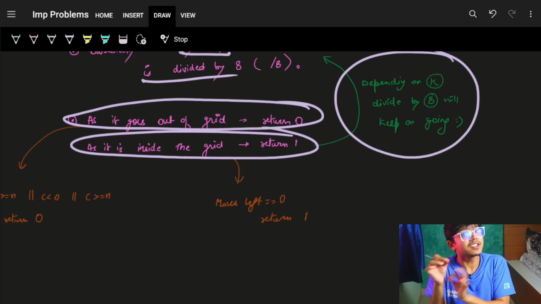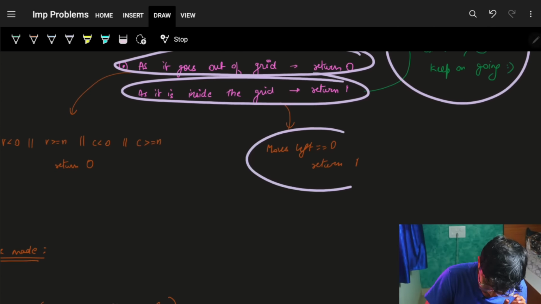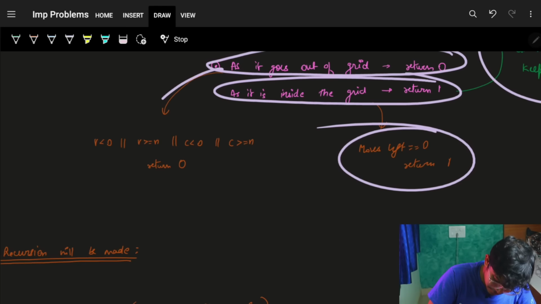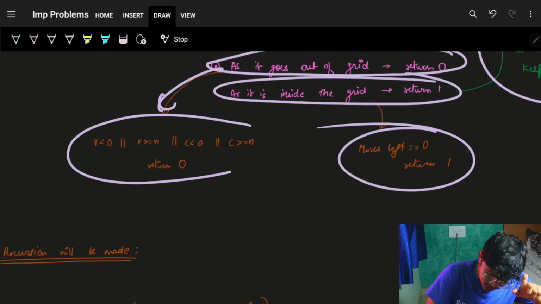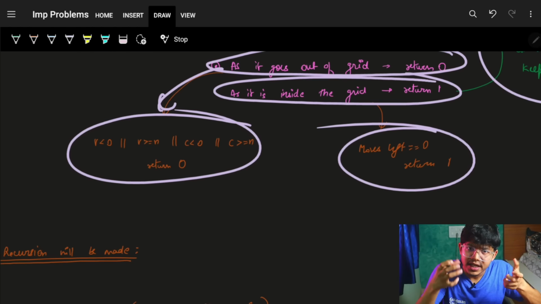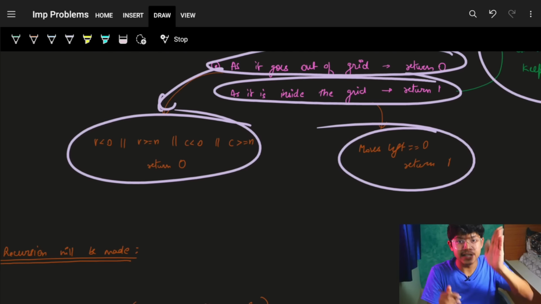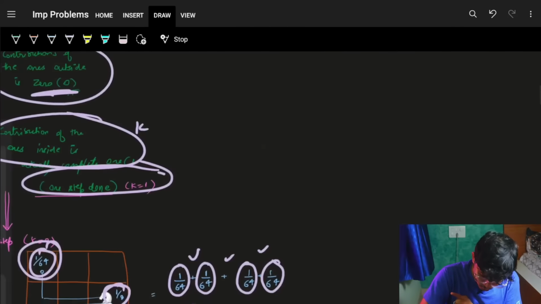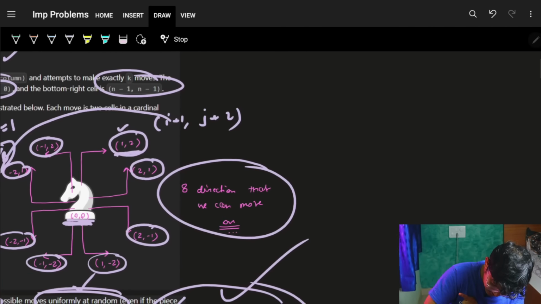But there is something we need to infer from the question itself, which is the first condition: it just says, if it goes outside. Now how do we know if it goes outside? Simply by checking your R and C coordinates. As you know how to move in 8 directions, you know exactly how to move in these directions.